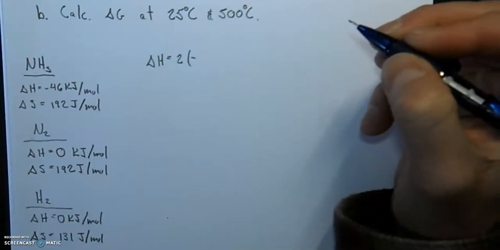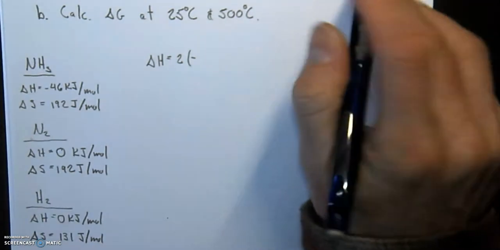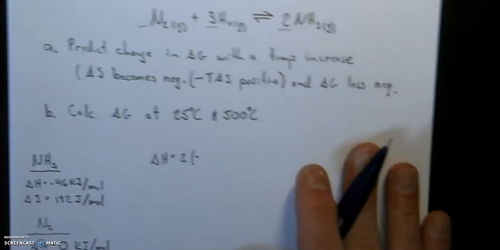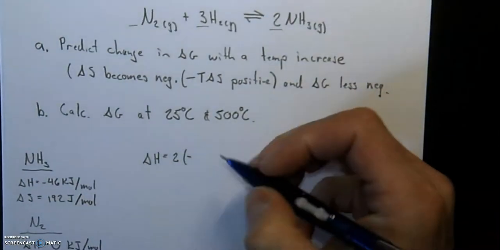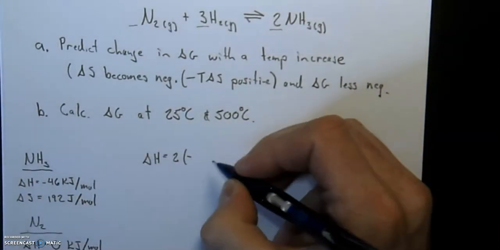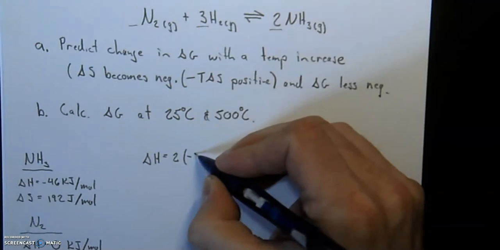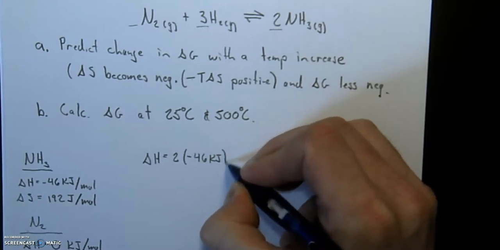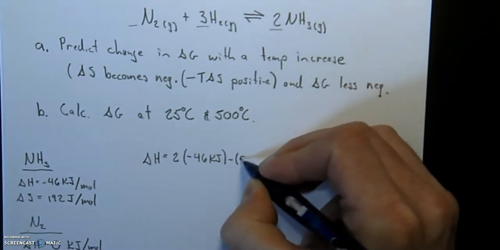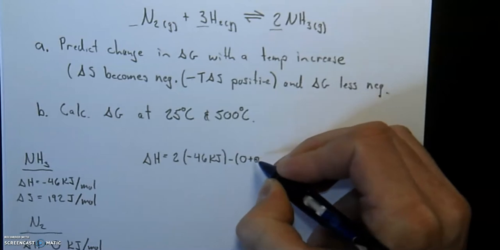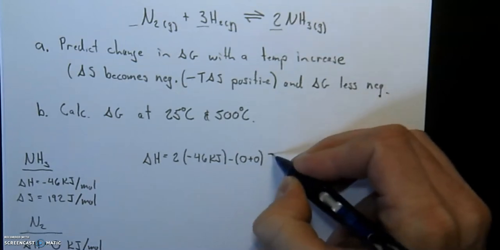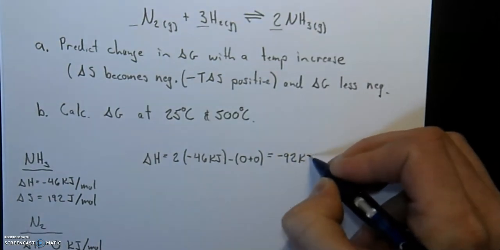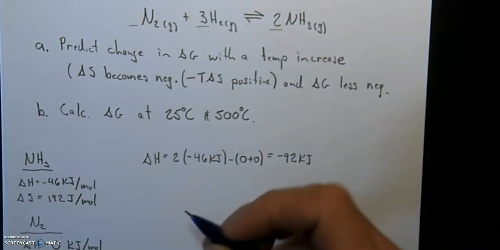And again, we're doing the whole products minus reactants thing. I'm looking at the equation, which again is up here. Just kind of got it pushed up so we can see it. There we go. Delta H is going to be 2 times a negative 46 kilojoules minus 0 plus 0. And if I'm not mistaken, that should be negative 92 kilojoules. And it's per mole for all these guys.